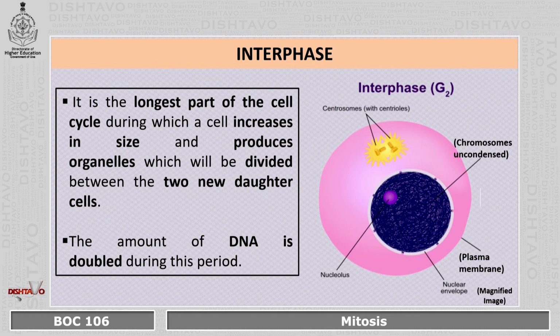The first phase is the interphase. Interphase is the longest part of the cell cycle, during which a cell increases in size and produces organelles, which will be divided between two daughter cells. The amount of DNA is doubled during this period. This figure shows the interphase where the chromosomes are in the uncondensed form.